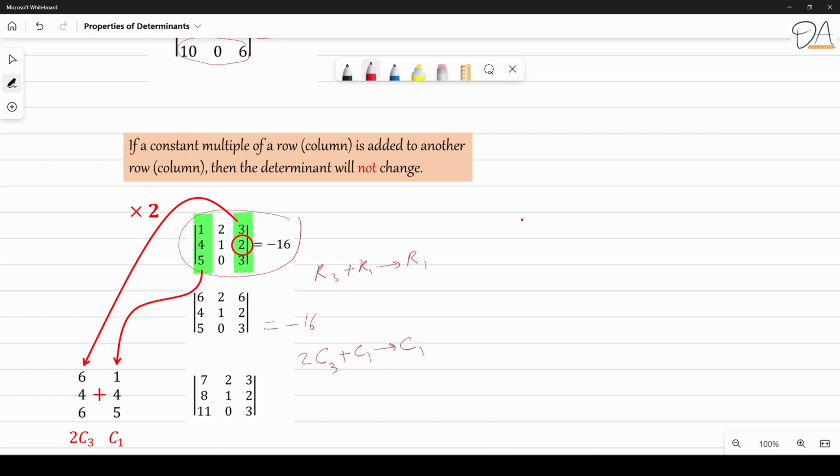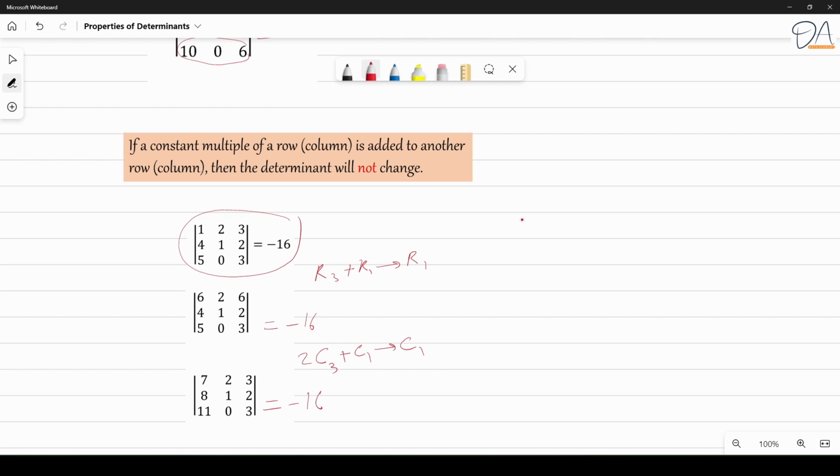The second element in the third column is 2. You multiply it by 2, it becomes 4. And you add it to the second element in column 1, which is also 4, that gives us 8. So this becomes the new second element in column 1. The third element in column 3 is 3. You multiply it by 2, gives us 6. You add it to element 3 in column 1, which is 5. So 6 plus 5 gives us 11. And that becomes the new value for the third element in column 1. Again, according to this property, because we just added a multiple of a column to column 1, that should not change the value of the determinant. So this also is minus 16.